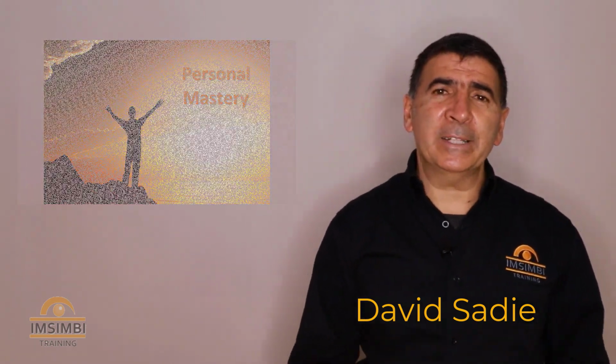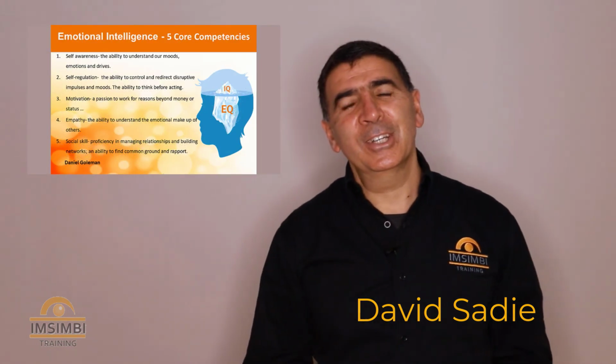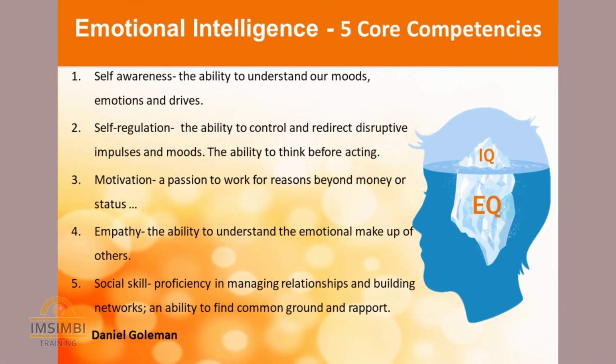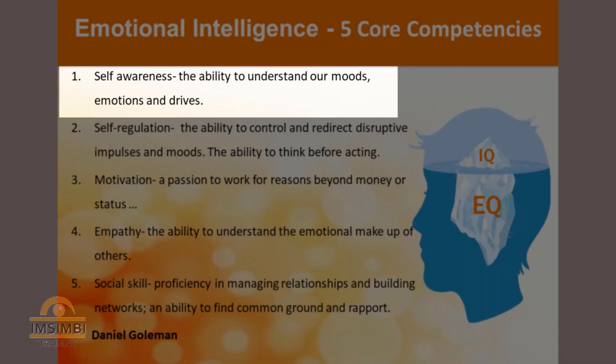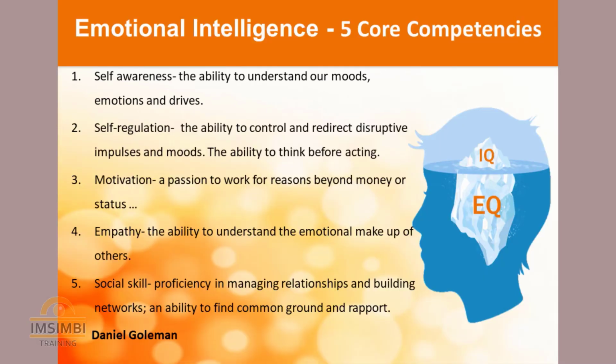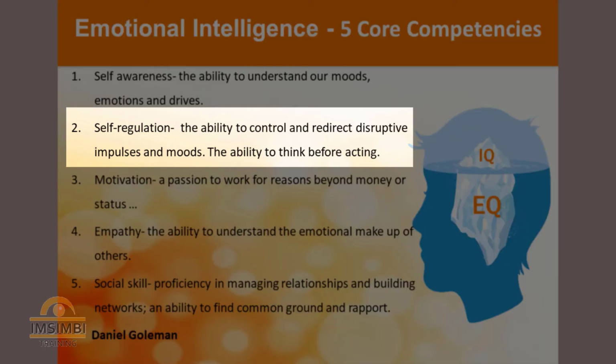So we'll start with Daniel Goleman's 5 core competencies, and what he focuses on is self-awareness, the ability to recognize and understand personal moods, emotions and drives, as well as their effect on others. And the second core competency that Daniel Goleman looks at is self-regulation, the ability to control or redirect disruptive moods or impulses, the ability to nip in the bud negative thoughts or bad moods, and to think before acting.